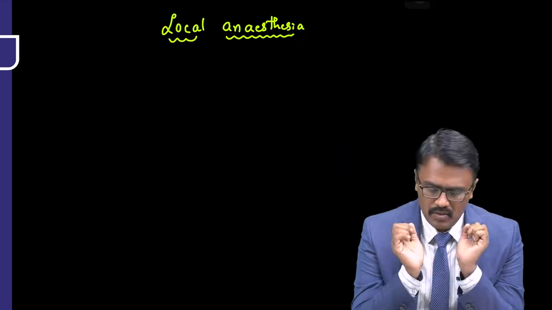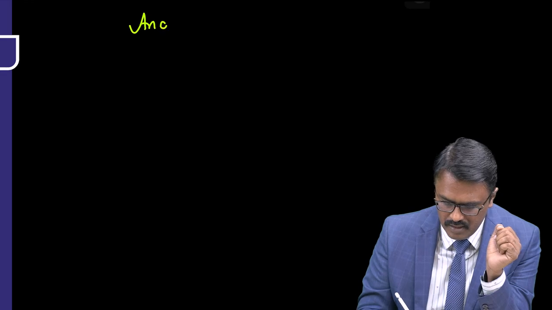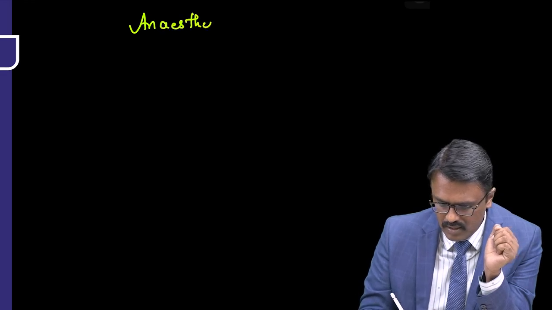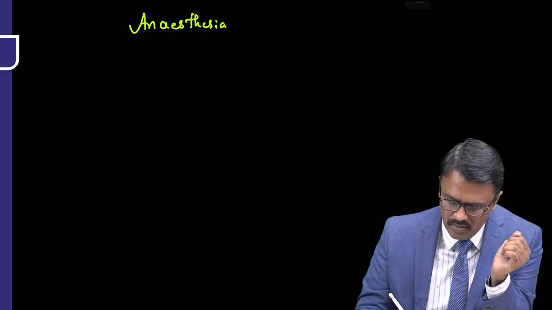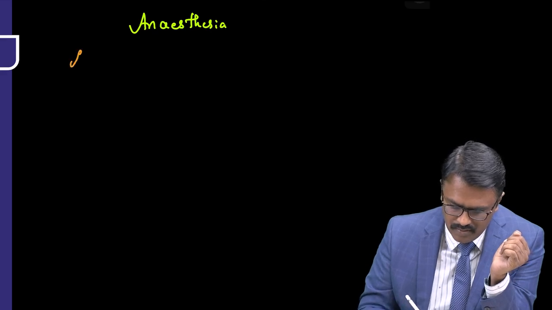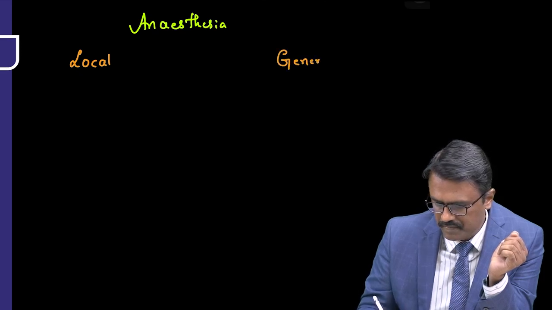So who carries the signal from the periphery to the brain so fast? The nerves. In the nerves, which ion? Sodium ion. So if I block the sodium ions, I can cause local anesthesia. Let us start our discussion of local anesthesia, and let me tell you the meaning of anesthesia. Anesthesia means absence of sensation. There are two types: local anesthesia and general anesthesia.